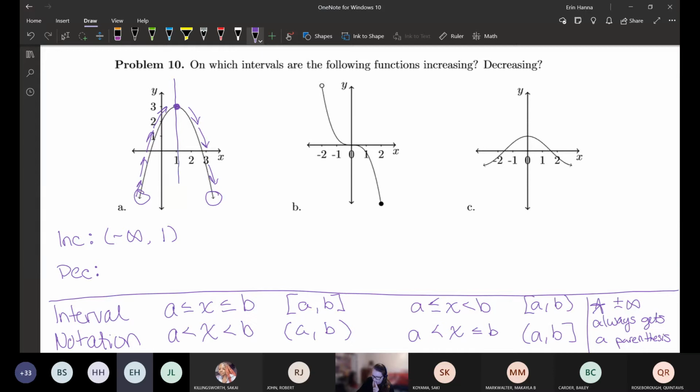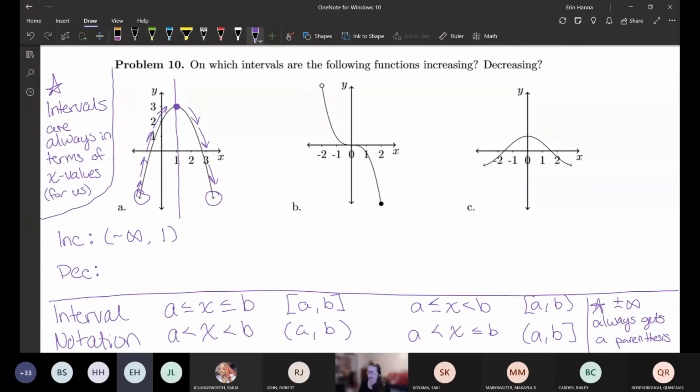The reason why it's 1, very important point, is that intervals are always in terms of x values. I'll put in a little side note for us. In general, you can have intervals that are in terms of y values, but for everything we will need them for, they're going to be in terms of x values. So if you're not doing a ton of other math in your life, just think that intervals are always in terms of x values.